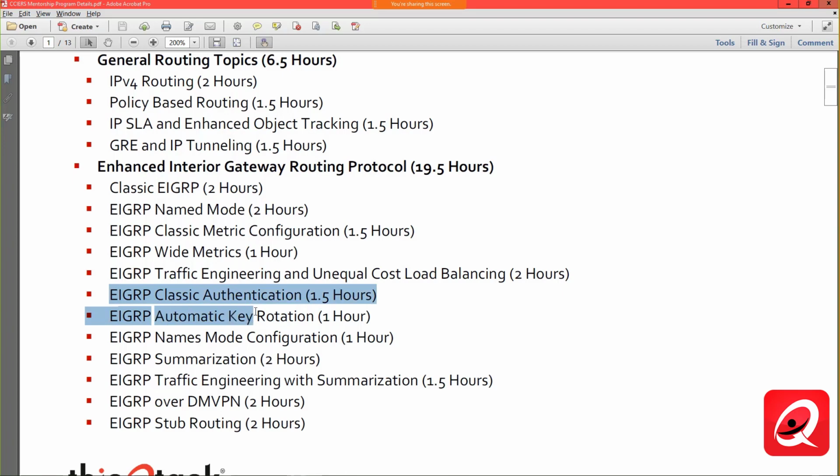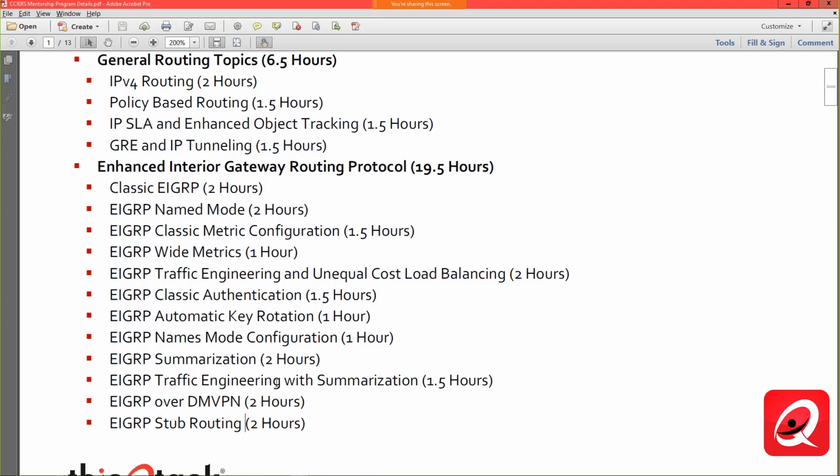So both of these are similar. Named mode configuration we've kind of already done when we did our initial discovery of named mode, but I'm going to show you some additional things here that we can do with named mode. It's kind of more advanced configurations that we can apply. We'll talk about summarization, which is really important, traffic engineering with summarization, and then finally EIGRP over DMVPN, and we'll finish up with stub routing.